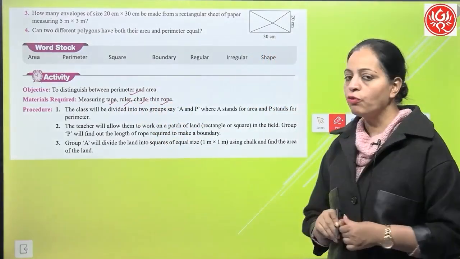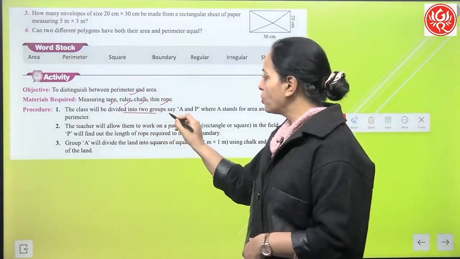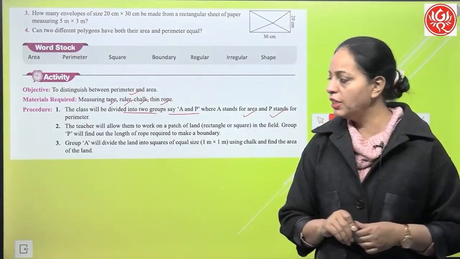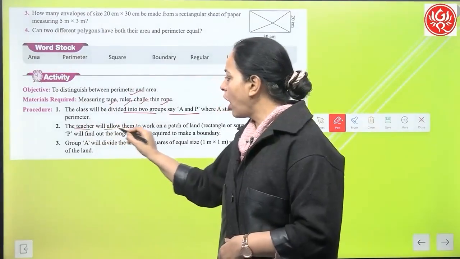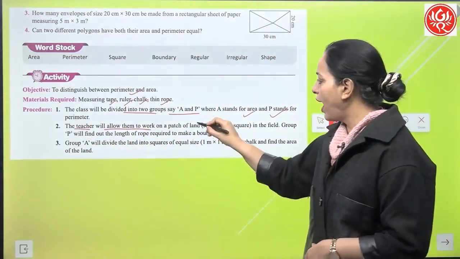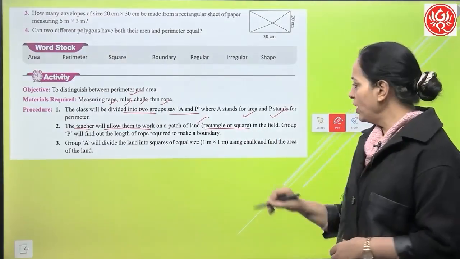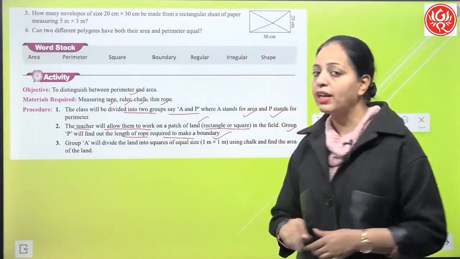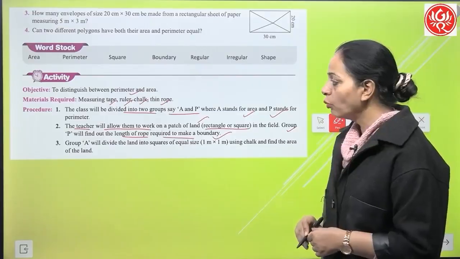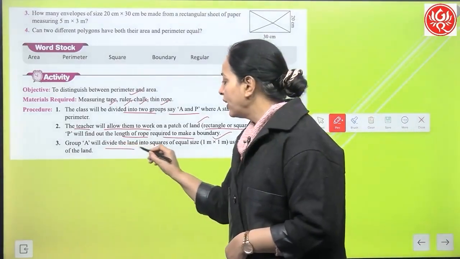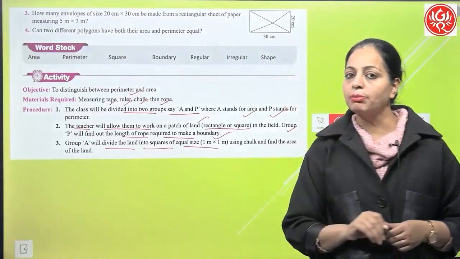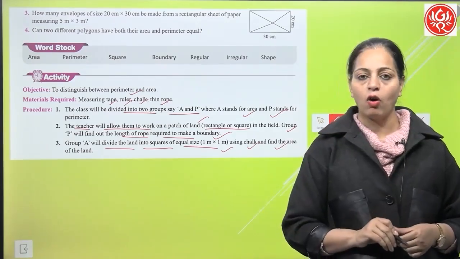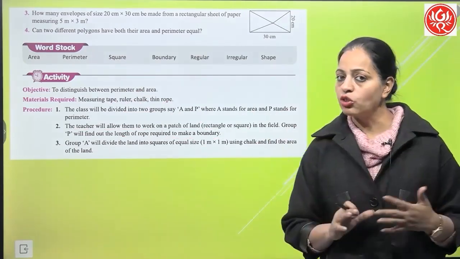Now procedure. The first one, the class will be divided into two groups, say A and P, where A stands for area and P stands for perimeter. The second one, the teacher will allow them to work on a patch of land, rectangle or square in the field. Group P will find out the length of rope required to make a boundary. And the third one, Group A will divide the land into squares of equal size, means 1 meter into 1 meter, using chalk, and then find the area of the land. So I hope this is clear to you, very interesting.